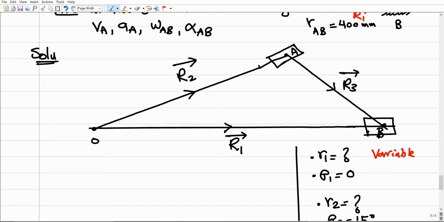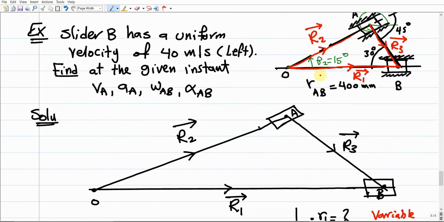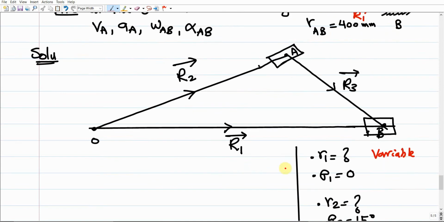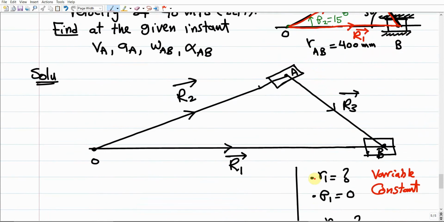It has time derivatives. How about theta 1? Theta 1 should be the angle for R1. Do you think there is a possibility for the R1 vector to rotate? No, it won't rotate. The angle is fixed. So we're going to say that theta 1 is a constant angle. But how about R2?